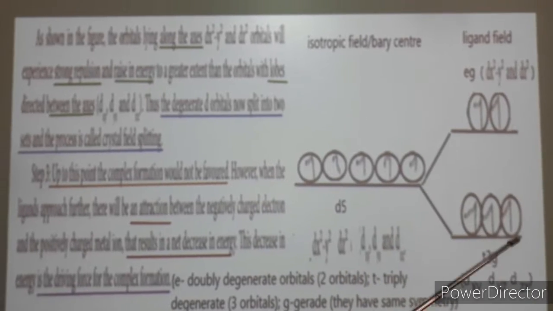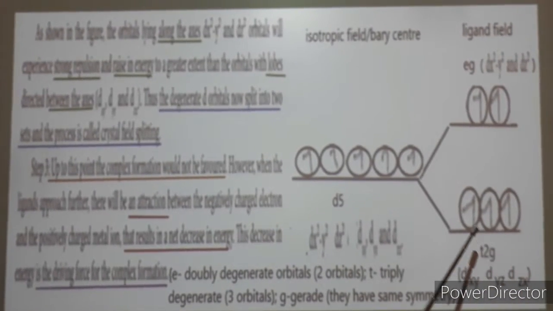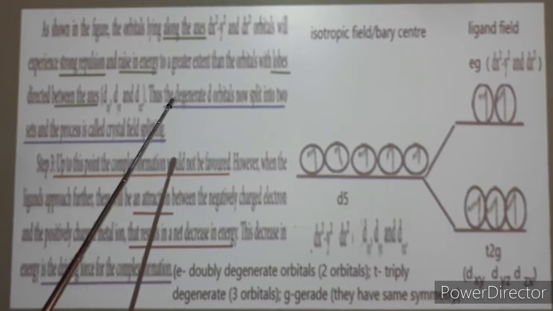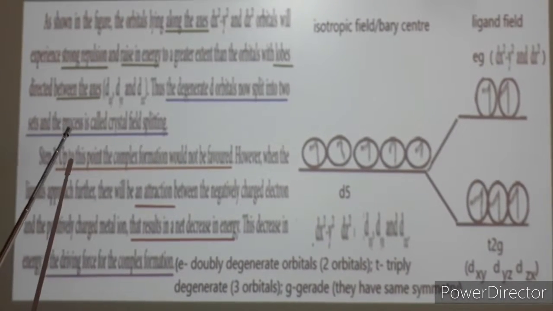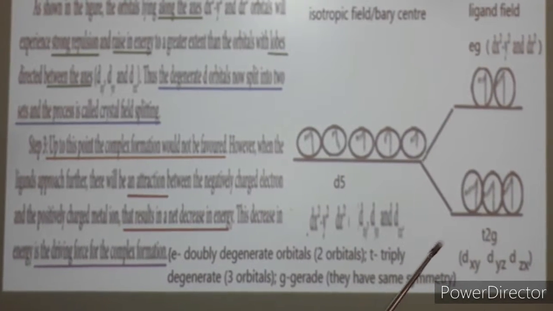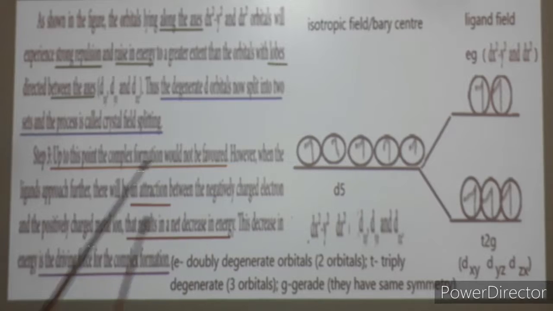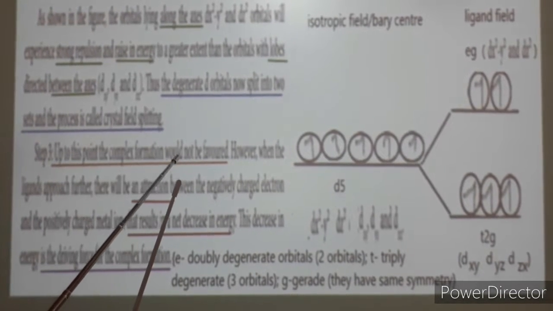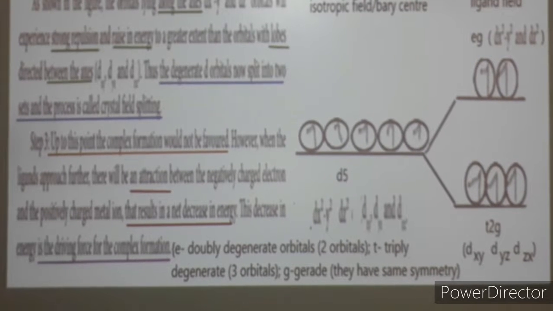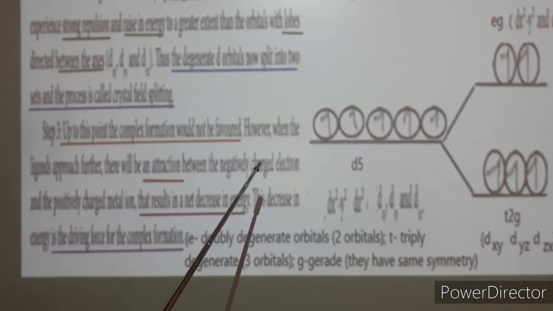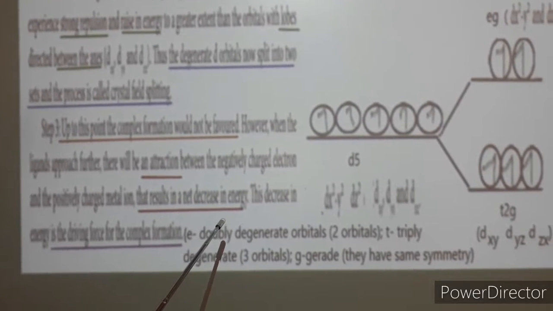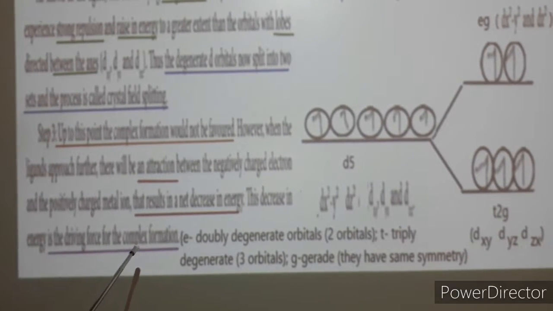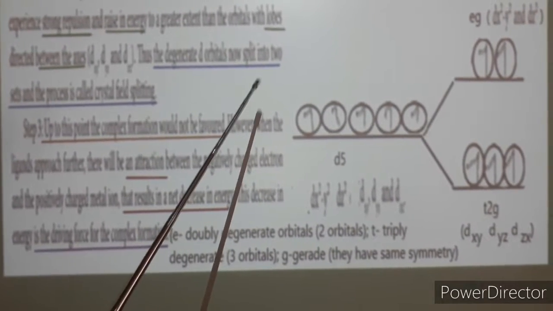These two we are now going to split at this level. These have the same energy level and these have the same energy level. What does degenerate mean? Same energy level orbitals are now split into two sets. This process is called crystal field splitting. In this step also the complex is never formed. In the third step, the complex formation has not yet happened. When it happens, the attraction between the negatively charged electron and the positively charged metal ion slowly decreases the energy, giving a net decrease in energy. The decrease in energy alone favors the complex formation by driving force.